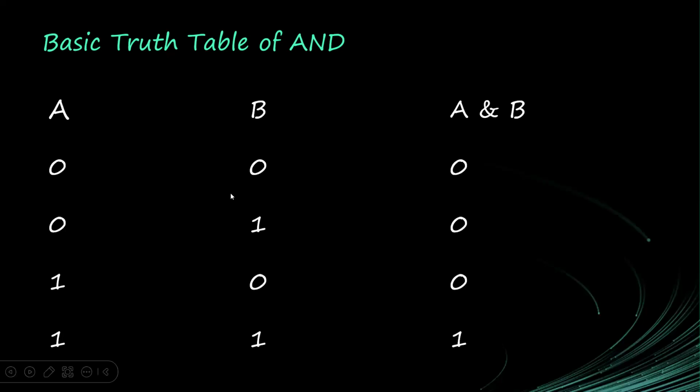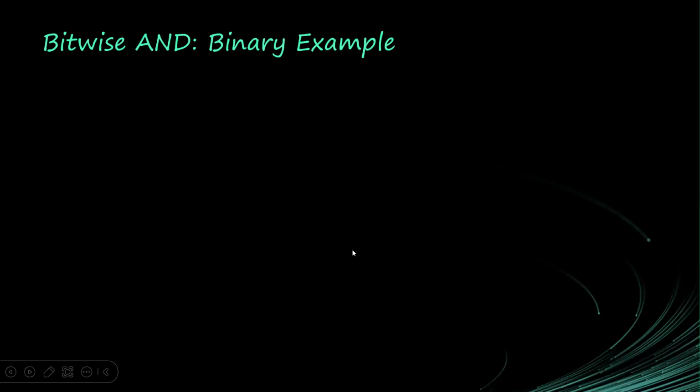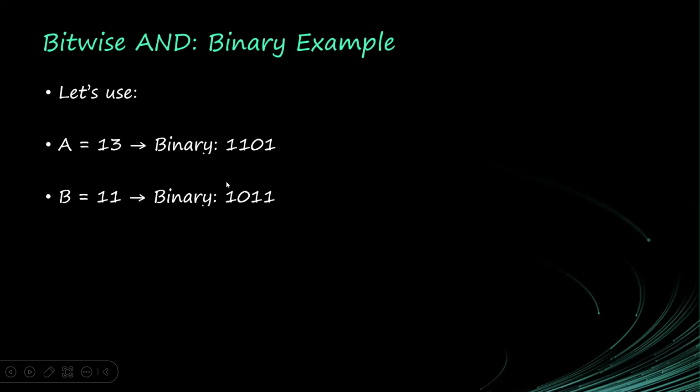So you work on each of them on a positional level. This position goes here, like this. Okay, so now let's take an example. A is equal to 13, and the binary representation of A is 1101. B is 11, and this is the binary representation of 11.